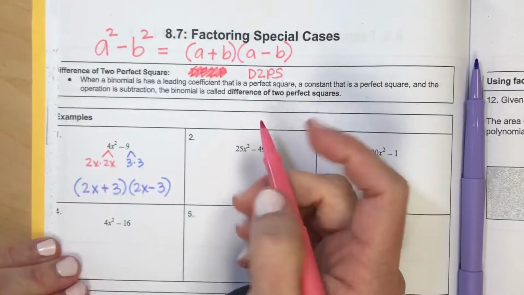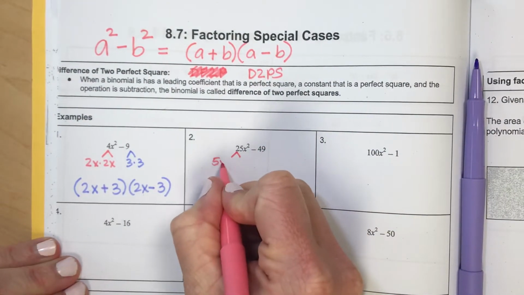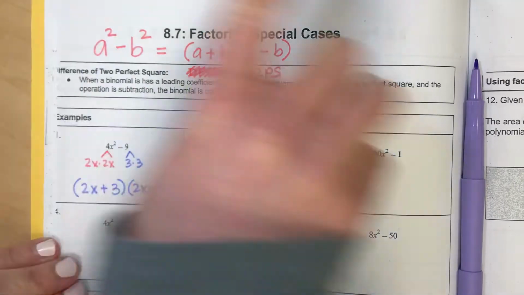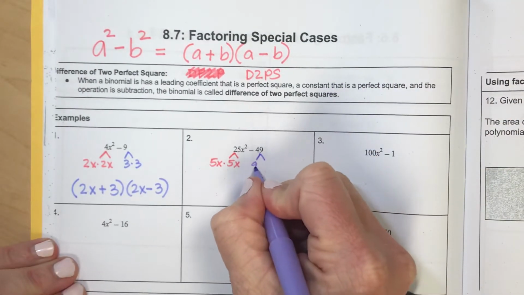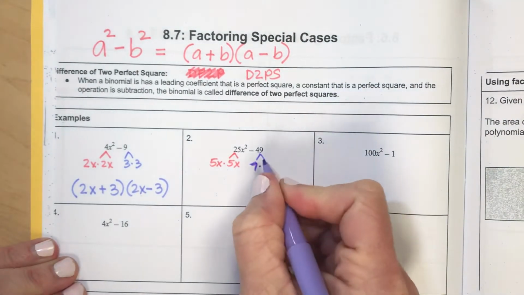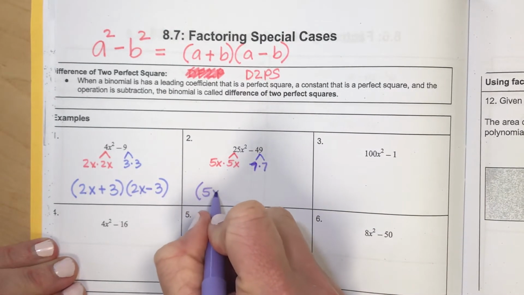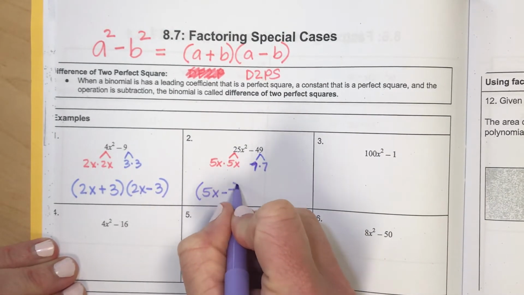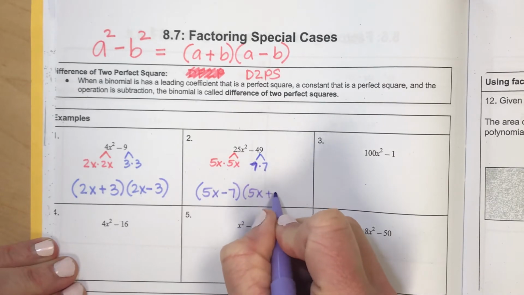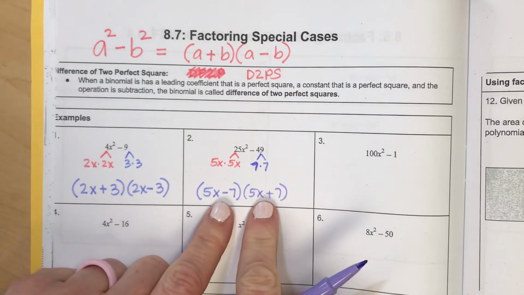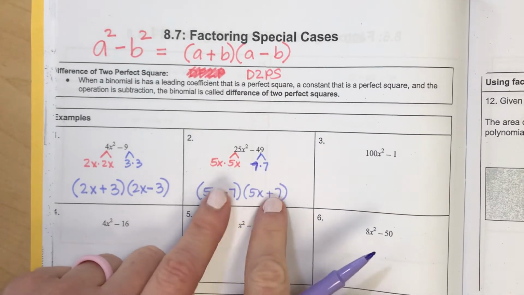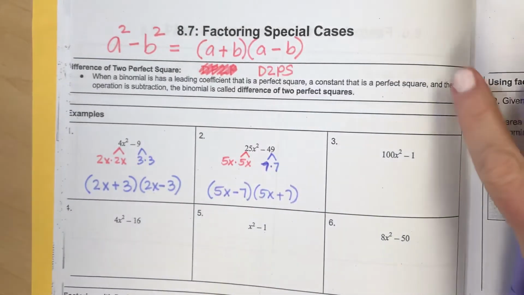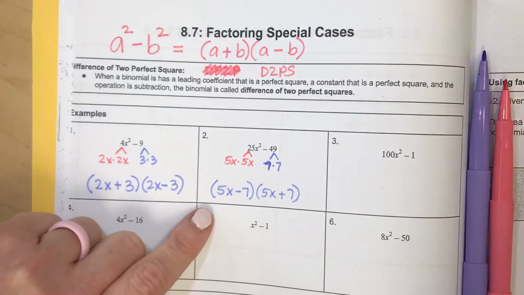Again, your 25x squared is a 5x times a 5x, and the 49 is a 7 times a 7. So one factor gets a 5x with a 7, the other gets a 5x with a 7, and you just need one of your binomials to have a plus and one to have a minus. Okay, now I want to show you how to check your work to make sure that this works out correctly.